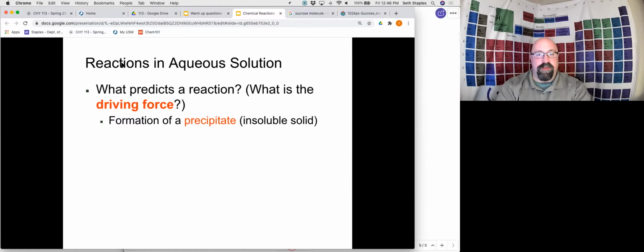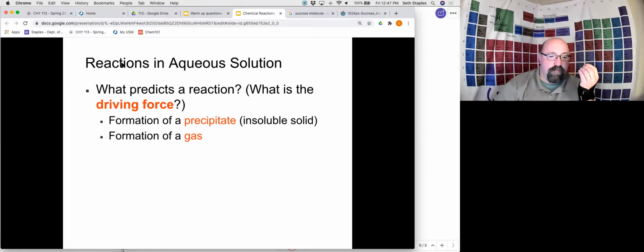Maybe we take two things together and a gas forms. If you take a lot of different metals, but if you drop maybe some zinc, just pure zinc metal, into a test tube and throw some hydrochloric acid on top of that, it's going to start to bubble. And those bubbles are the formation of hydrogen gas. And so that gas formation drives that reaction to occur.